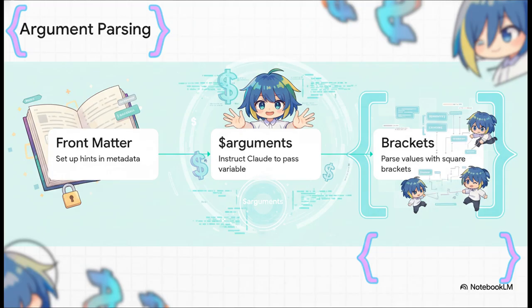But what if you need to pass multiple details, like say the name of the component and a summary of what it does? Well, step 3 is the secret sauce here. You instruct Claude in the markdown to parse that single string using square brackets. You literally write instructions telling Claude to map the input to distinct values like [name] and [summary].